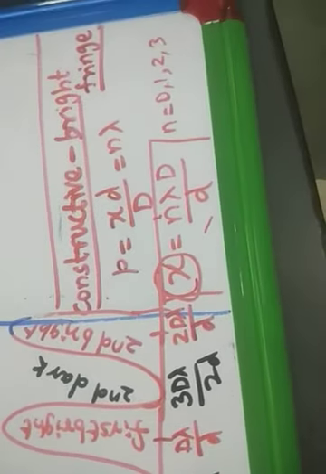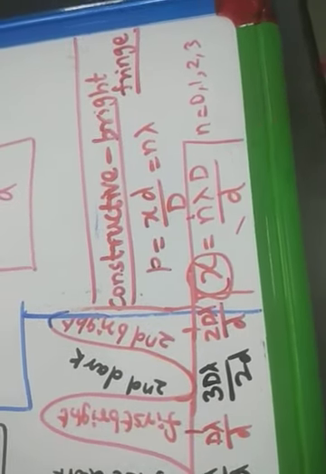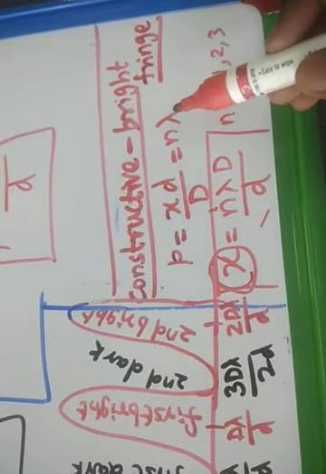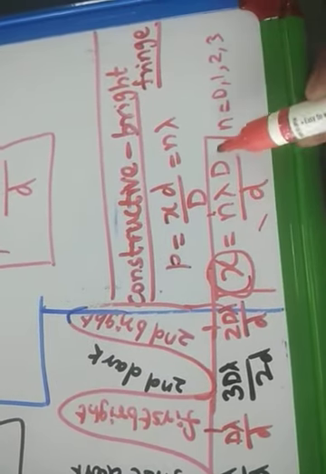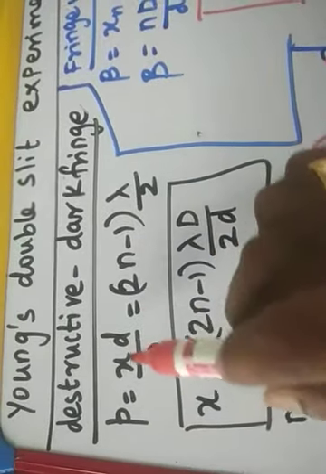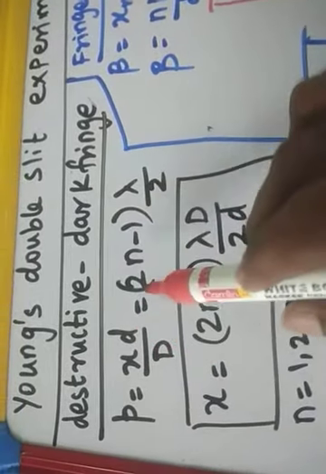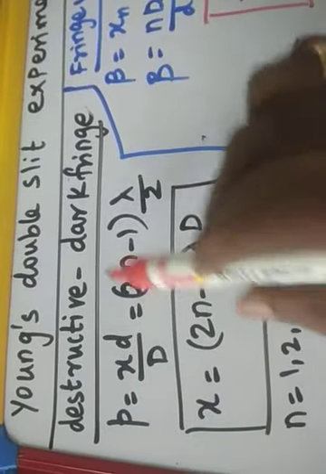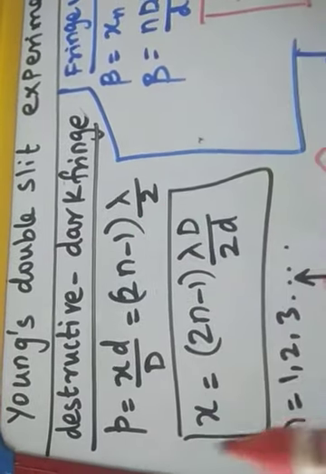As we have seen, for constructive interference, that means for a bright fringe, the path difference xd by D is equal to n lambda. We get the x value as n lambda D by d. For destructive interference, the same path difference xd by D, but the condition is (2n minus 1) lambda by 2. These things we have already seen in the previous videos.